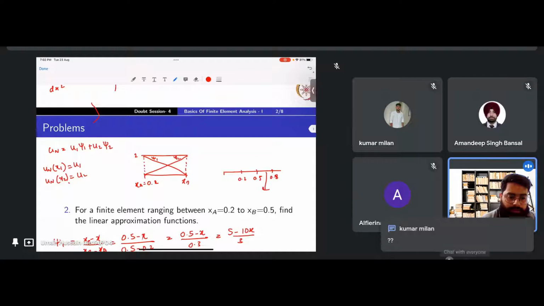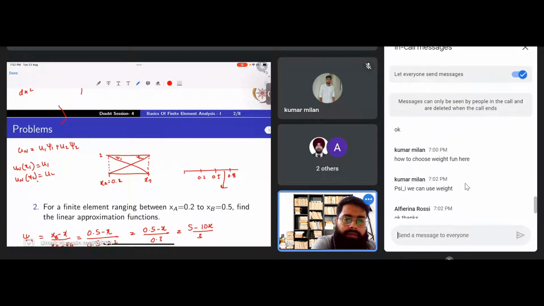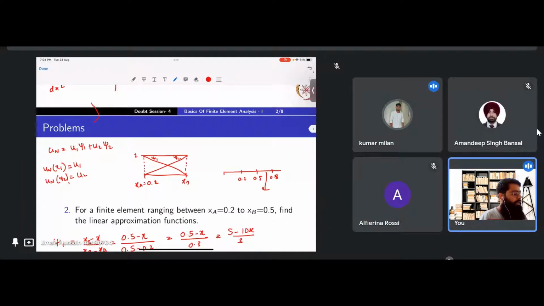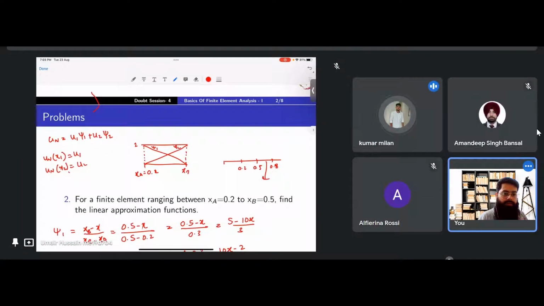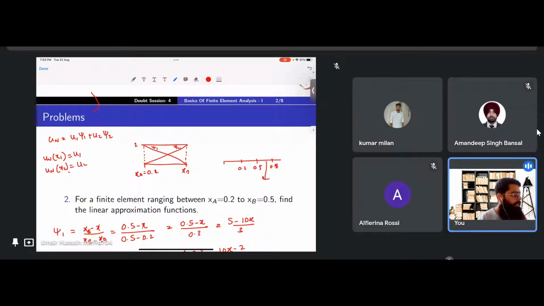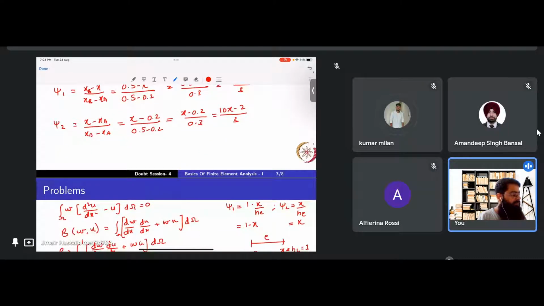What is the question? Psi I you can use as weight. I couldn't get your question. Psi I, for I, the weight function, this psi 1, psi 2, we can use as weight functions. Yeah, exactly. They're actually weight functions. So they are both approximation functions and weight functions here.